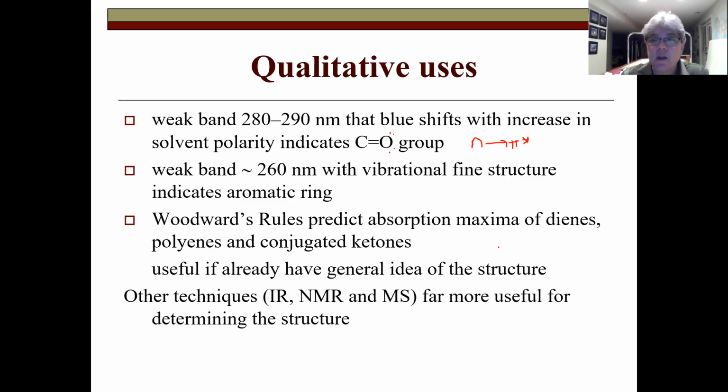But in general, for qualitative analysis, what is this? What is the structure? There are other techniques that are much, much more useful. There's one called IR, one called NMR, and one called mass spec. These three methods are very powerful for determining the structure of molecules. We will not study these three methods in this class, but just so you know, there are some methods that give you good qualitative information.